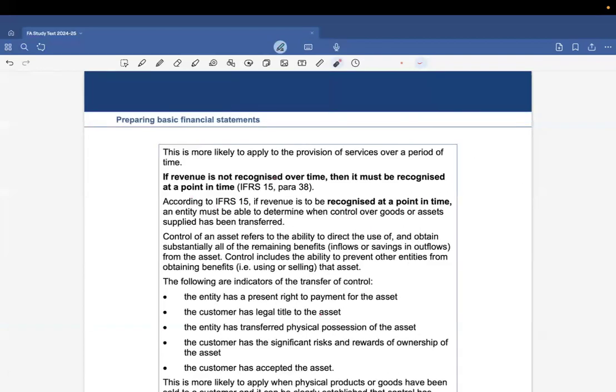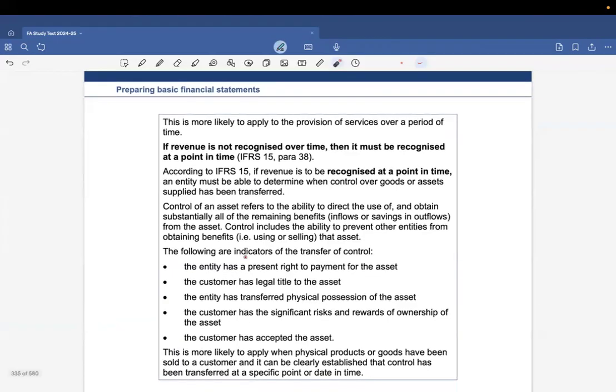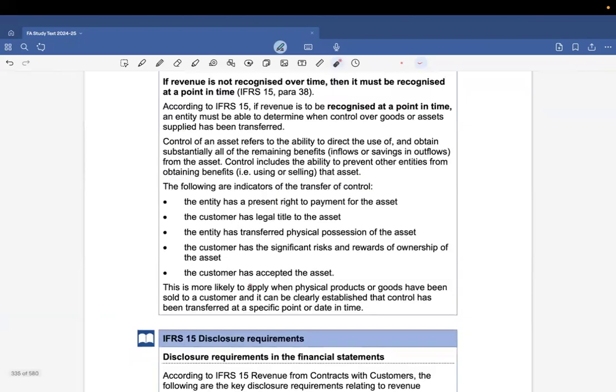So there are certain cases where revenue is not recognized over time, but is recognized at some point in time, right? At what point in time can you actually take the revenue into your hands? That is when the control is passed. Now, there are different types of controls.